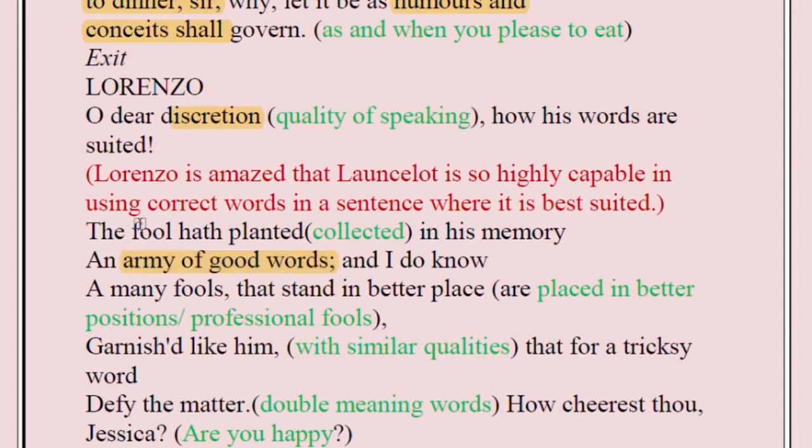So this fool, often in a king's court there used to be a jester or a fool who used to arouse fun and mirth and entertain the king. Just like that kind of a fool, he is so well versed, he is so capable of arousing fun and entertaining. He has an army of good words in his head. He knows the words so nicely that he can use them and make fun of it.